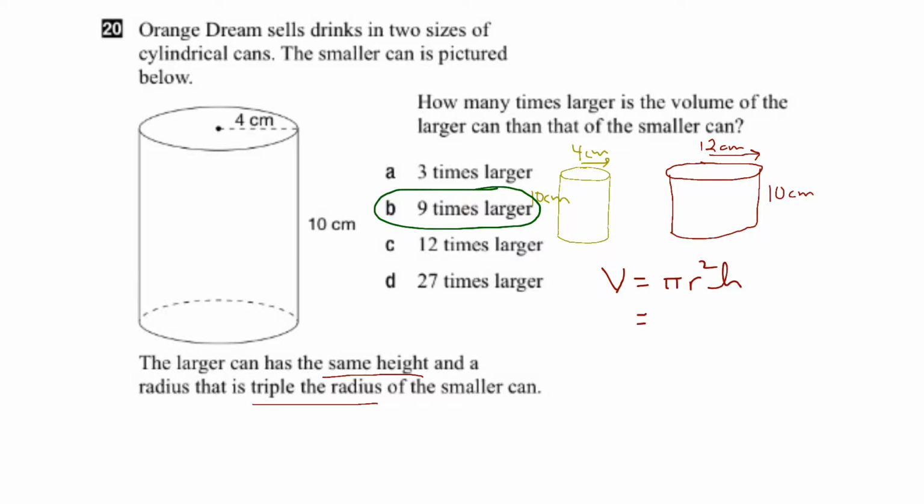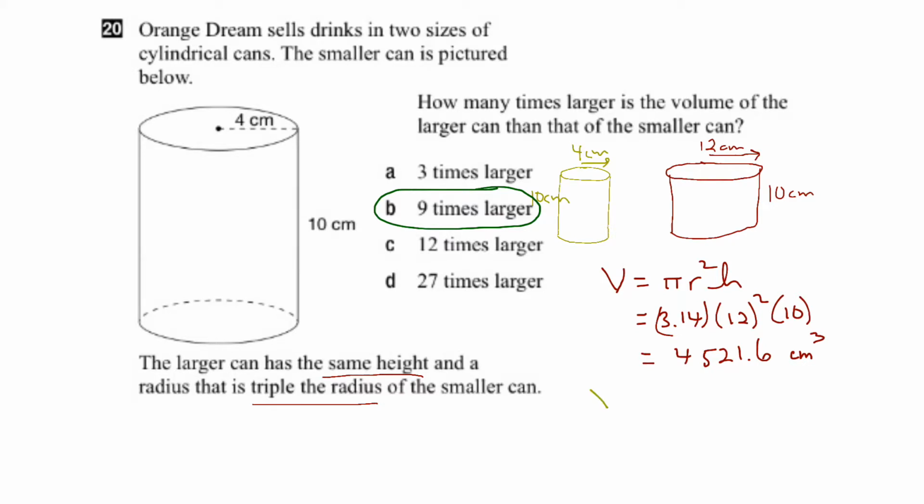And we know that pi is 3.14. And we know the radius of the large can is 12, so that would be squared, and we know the height is 10. And when we multiply that all out, 3.14 times 12 times 12 times 10 gives us 4,521.6. And again, don't forget the units. These would be centimeters cubed.